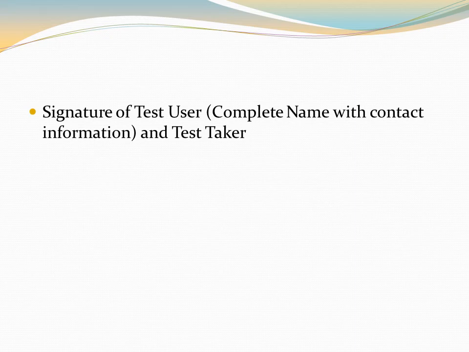And then lastly, signature of test user. The test user is the one who administered the test. So kindly include your complete name with contact information for them to know who you are and when to contact you if ever something comes along. And also the test taker. The test taker is the one who will take the test, the subject or participants of the test. So that's at the latter part.